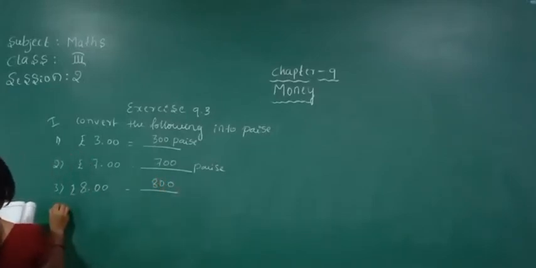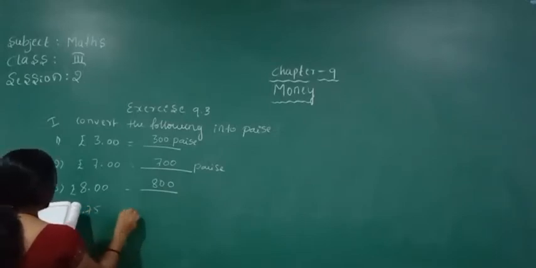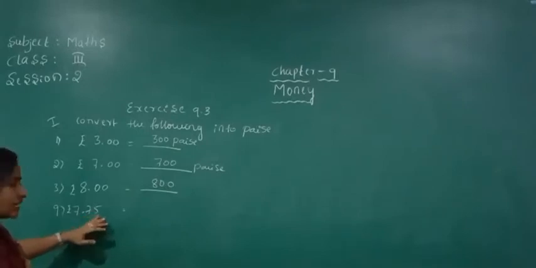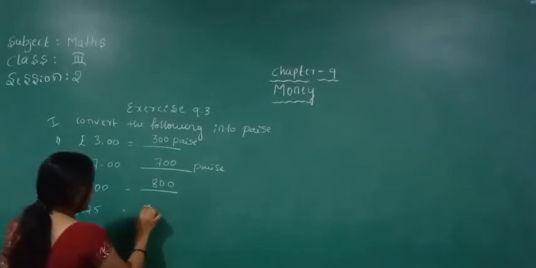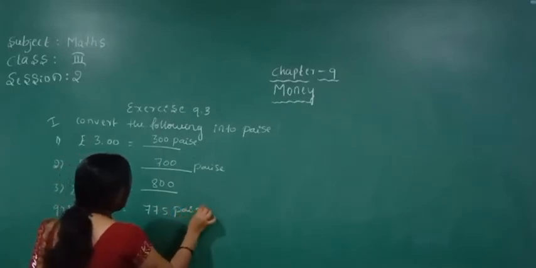Next, I'll do the ninth one here. Rupees 7.75, it means 7 rupees 75 paise. How will we write it here? 775 paise. Understood this one?